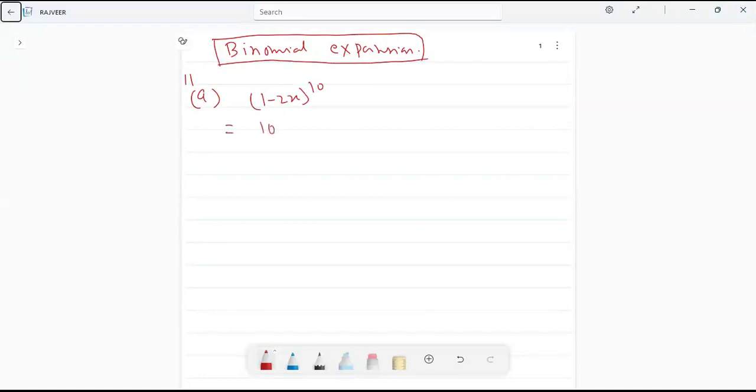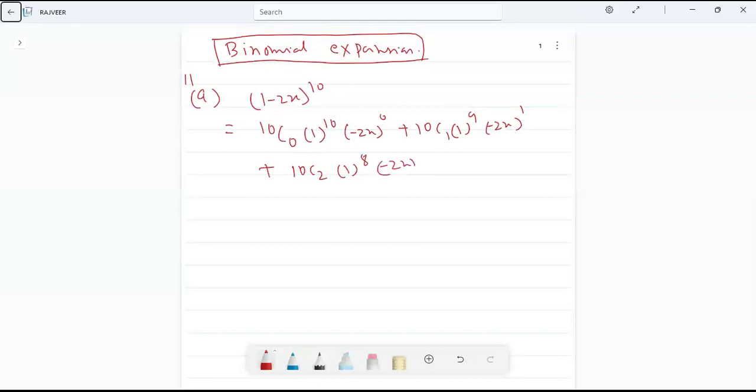We know that the expansion is 10C0, 1 to the power 10 and negative 2x to the power 0, plus 10C1, 1 to the power 9, negative 2x to the power 1, plus 10C2, 1 to the power 8 and negative 2x to the power 2, and the last term will be 10C3, 1 to the power 7, negative 2x to the power 3. We have to determine four terms, so we have already written four terms.